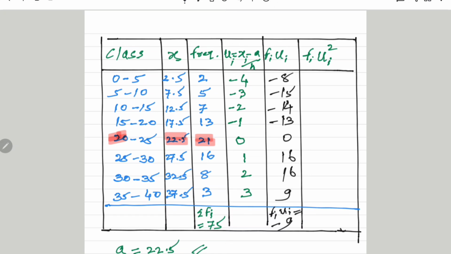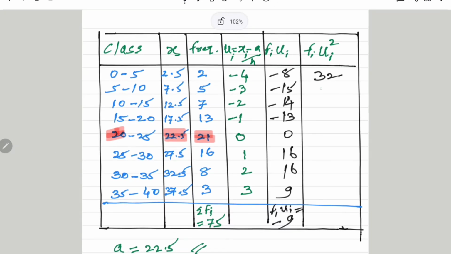Then ui square: make a square of ui and then multiply it by f. Therefore, square of -4 is 16, 16 2s are 32. -3 square is 9, 9 5s are 45. -2 square is 4, 4 into 7, 28. 1 square is 1 into 13, we get 13. Then 0. 1 square is 1 into 16, we get 16.